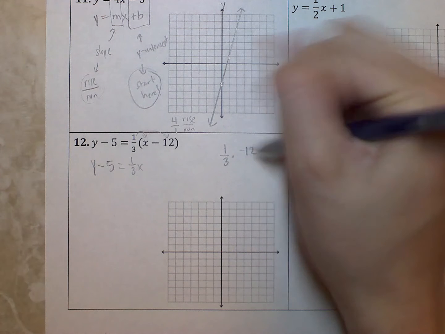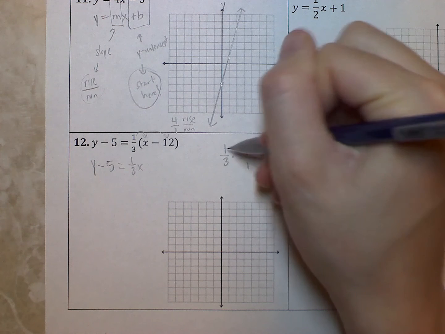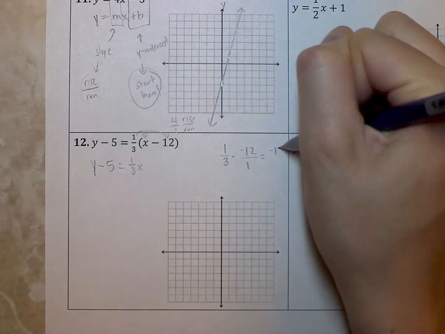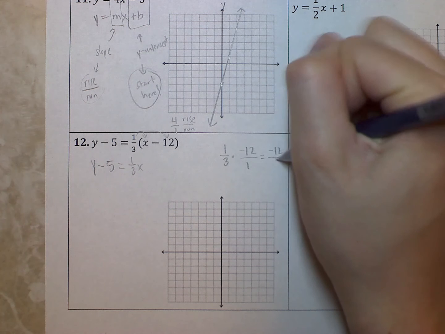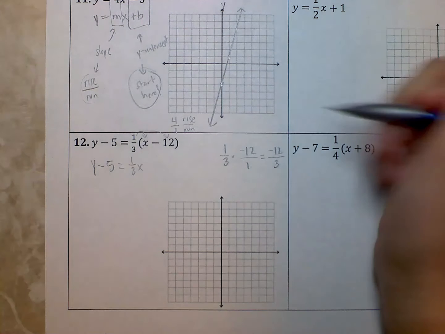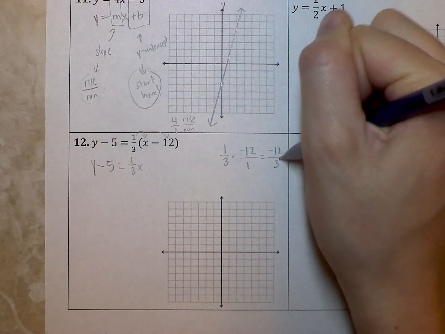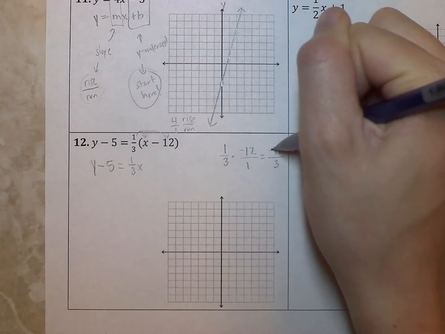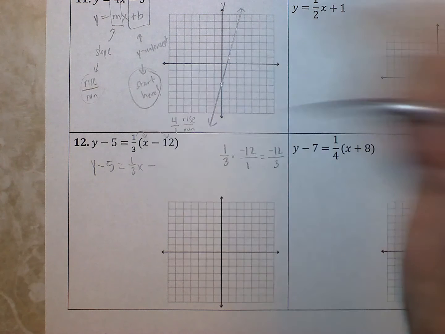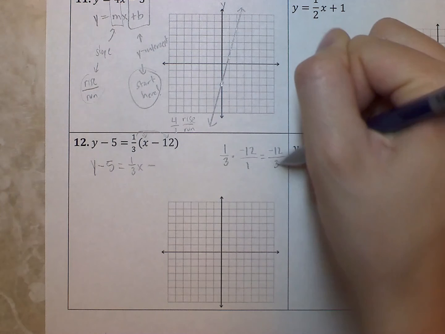If it's a whole number, I put it over 1. 1 times negative 12 is negative 12. And 3 times 1 is 3. So this is negative 12 over 3, negative 12 divided by 3. Negative divided by positive is a negative. And 12 divided by 3 is 4.